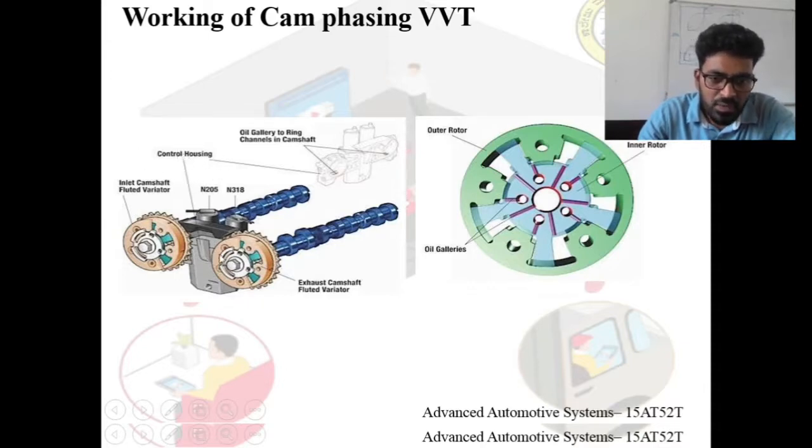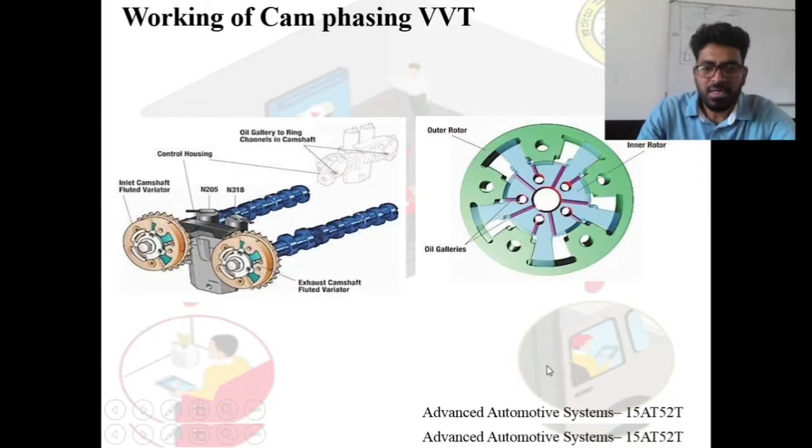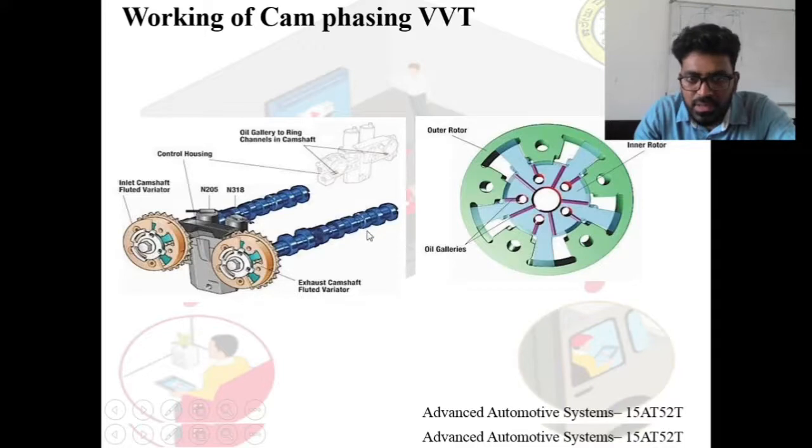Now let me see how this rotor works in this diagram. The outer rotor is shown in green color, and the inner rotor in blue color. The outer rotor is connected to the timing chain from the crankshaft of the engine, and the inner rotor is connected to the camshaft.